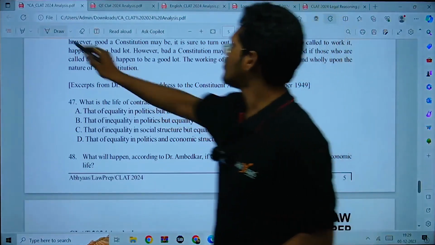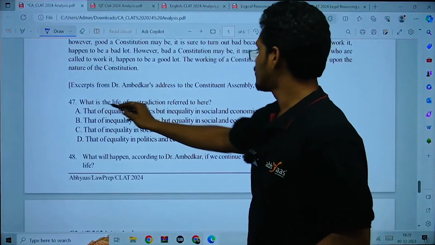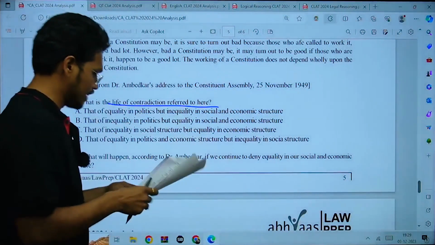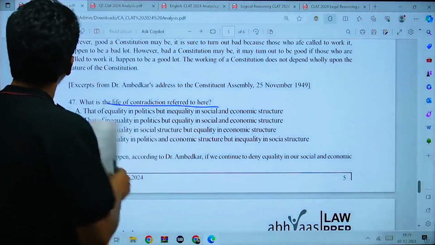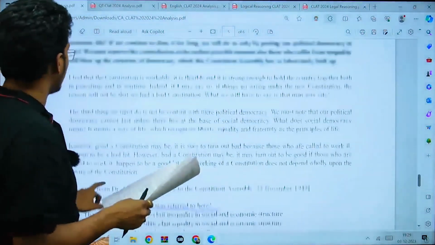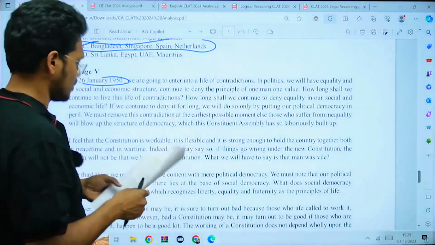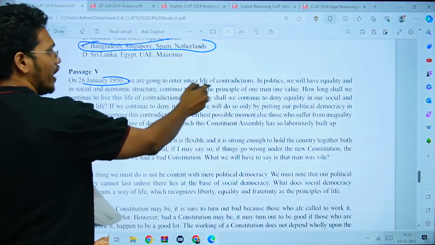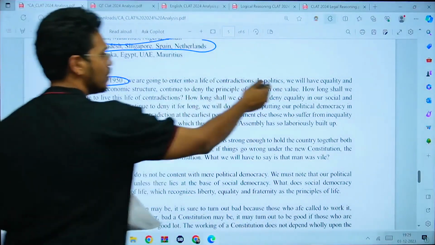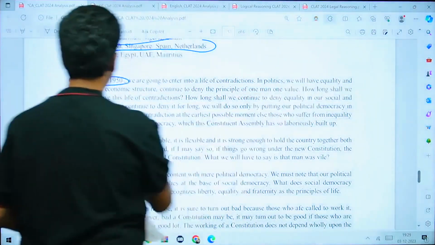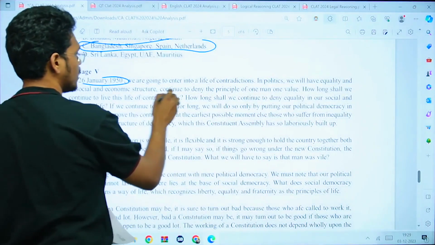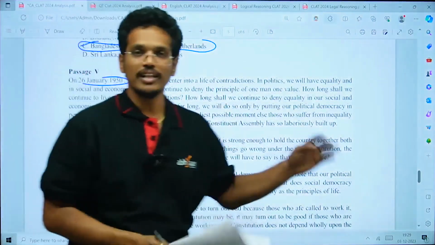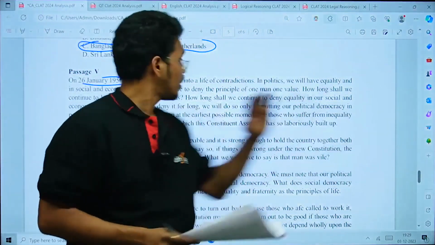What is the life of contradictions referred to in this particular passage? If you see, it is directly given in the first line itself. We are going to enter into a life of contradictions. In politics, we will have equality, and in social and economic structure, we continue to deny the principle of one man, one value. That means here the life of contradictions.